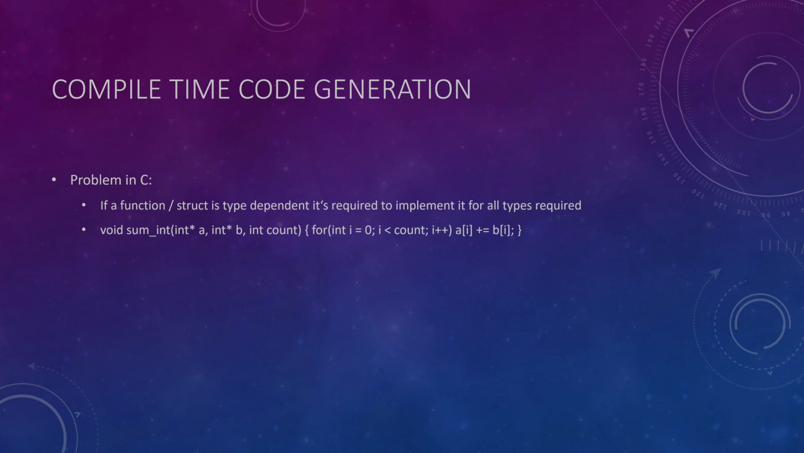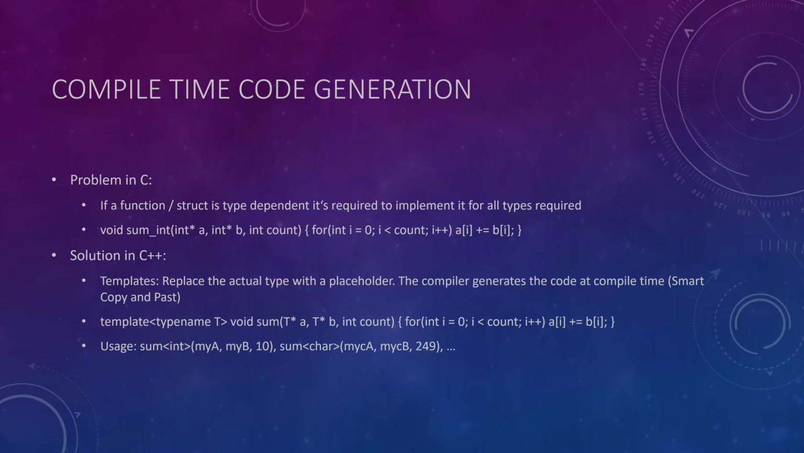For example, if you want to sum up two char arrays, you need to write the whole function again. You need to write void sum_char, open bracket, char pointer a, char pointer b, int count, for int i equals 0, i smaller than count, i plus plus, a at i plus equals b at i, semicolon, closing the bracket. So you can see the main idea of that function still stays the same. We just need to change the name and the types because we have C. So a function in C is always type dependent, and it's required to implement it differently if you require multiple types. Now, of course, C++ has a solution for that, and the solution is called templates.